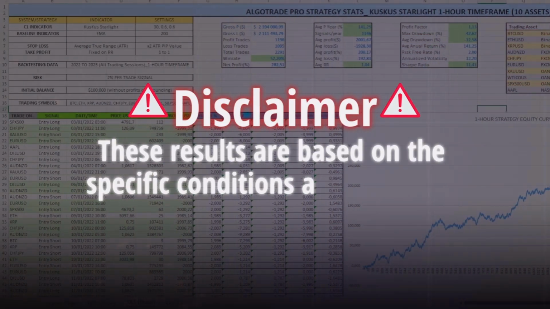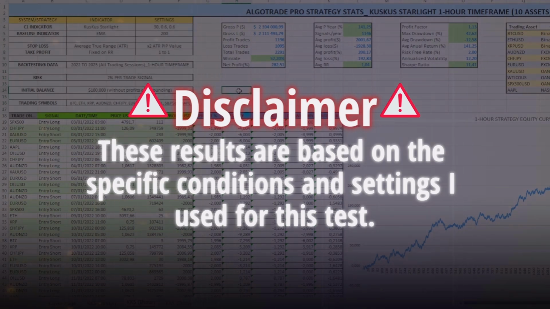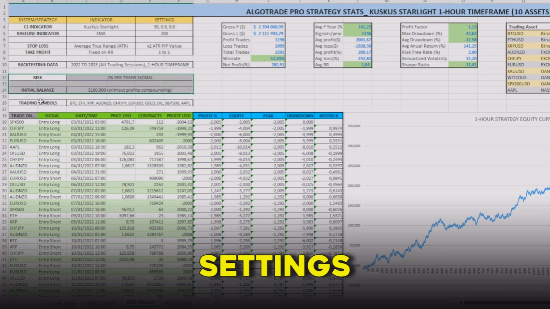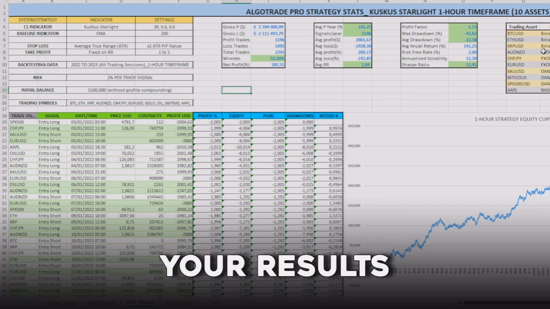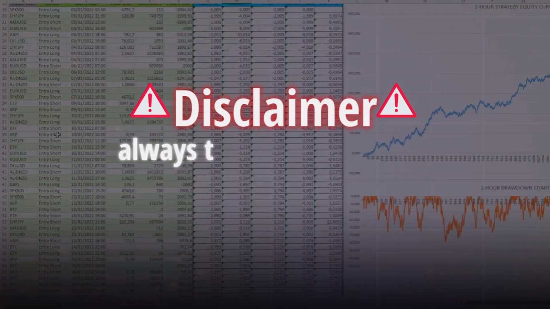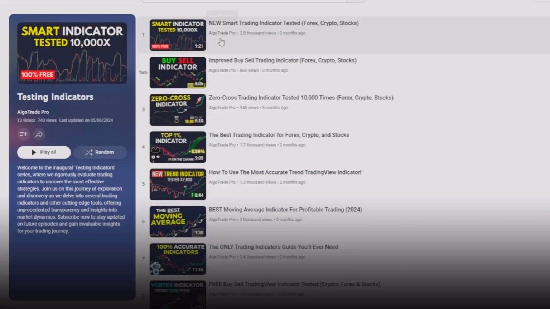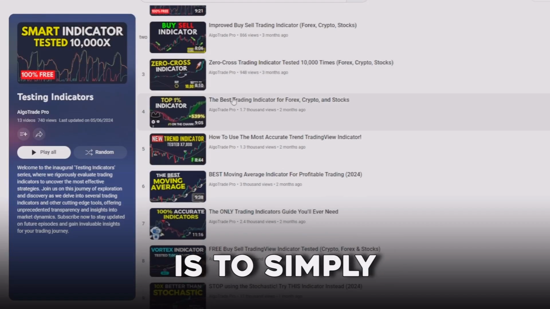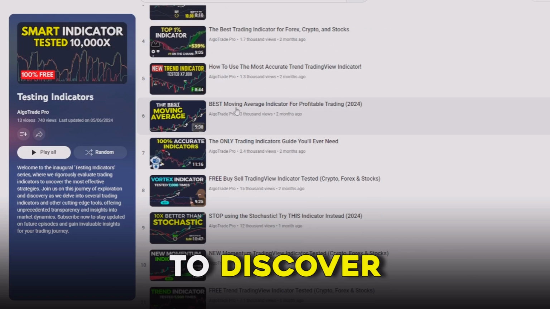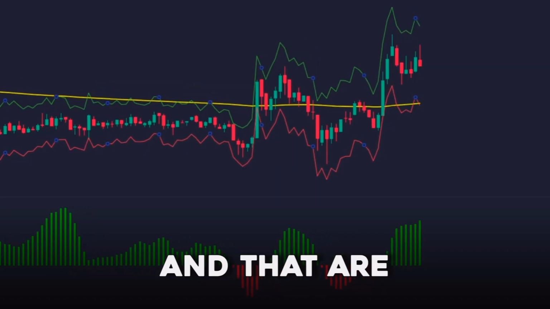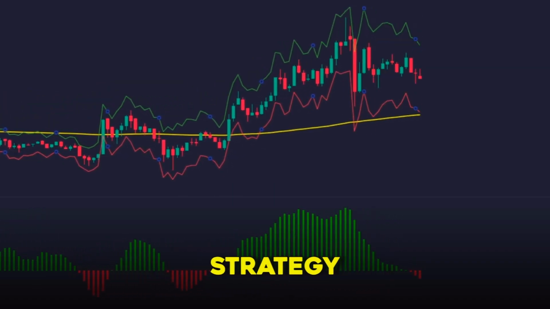Also, keep in mind that these results are based on the specific conditions and settings I used for this test. If you change the conditions, settings or even the assets, your results may change. So always test your strategies before putting them in practice. In this series, my objective is to simply test different indicators to discover which ones give us more probability of success and that are worth using in a complete strategy.